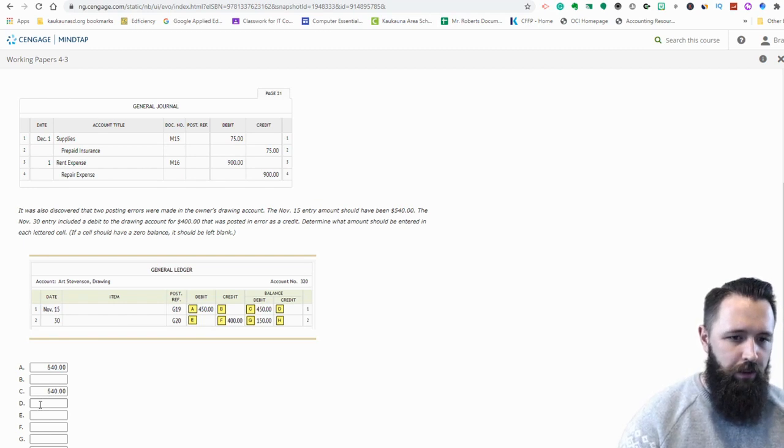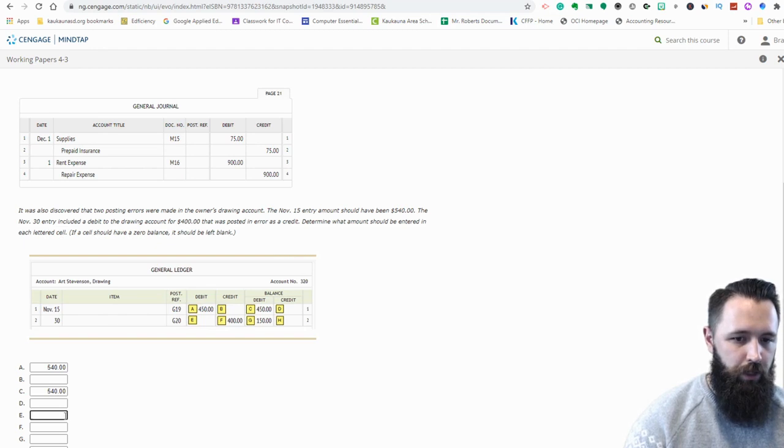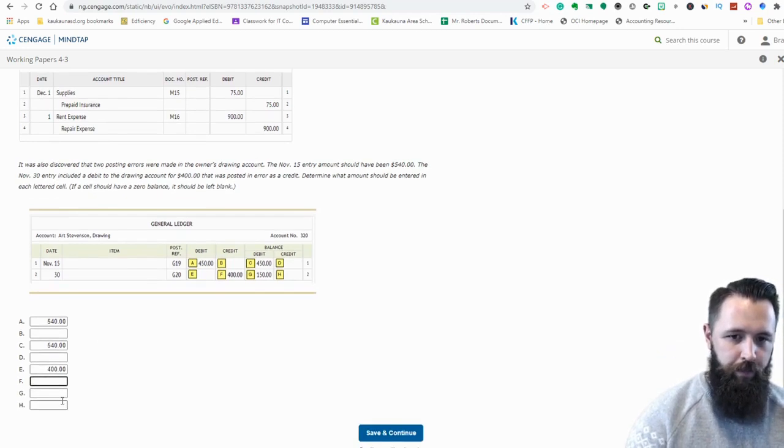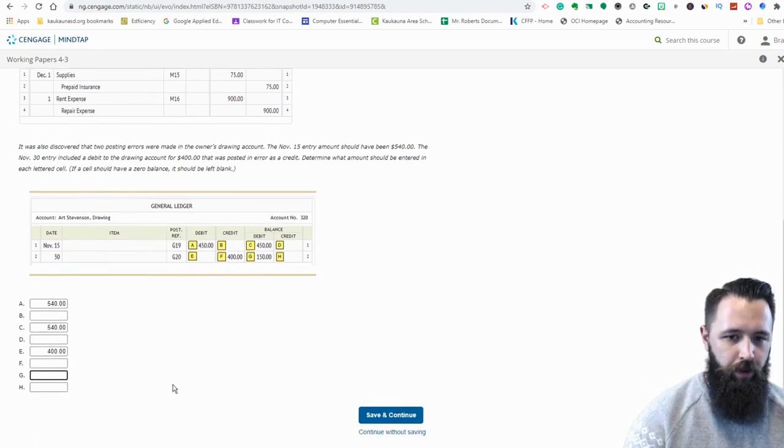For D, it looks like the November entry should have been 540. The November 30th entry included a debit to the drawing account for 400 that was posted in error as a credit. So it looks like E here should be a debit. So E here would be the 400, and then credit would be nothing. And then G, it's actually looking at the balance there.